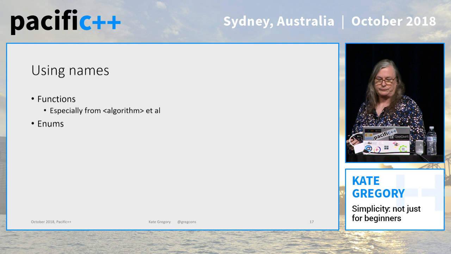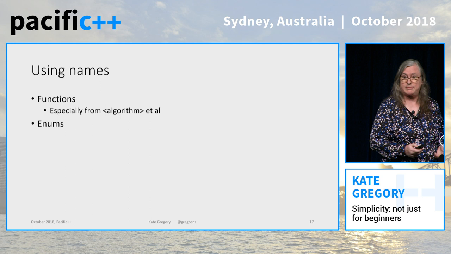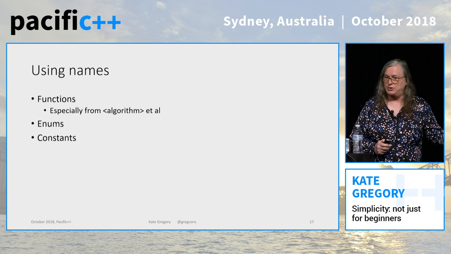But setting up an enum instead of having a bunch of constants or hard-coded magic numbers is giving names to numbers. Using const or constexpr to give names to constants. And then there's variable names.